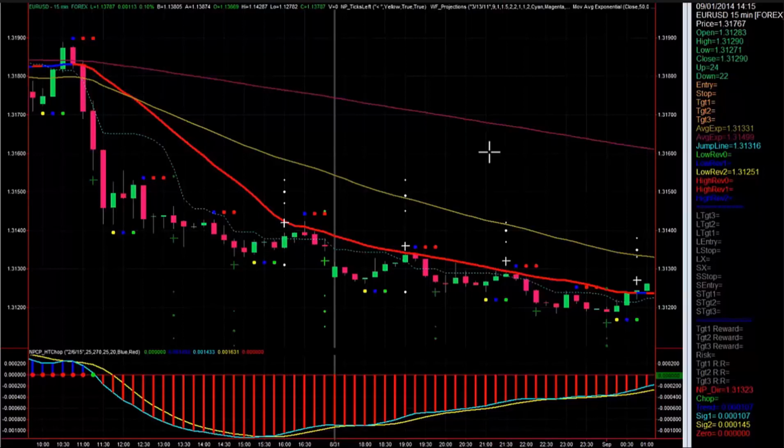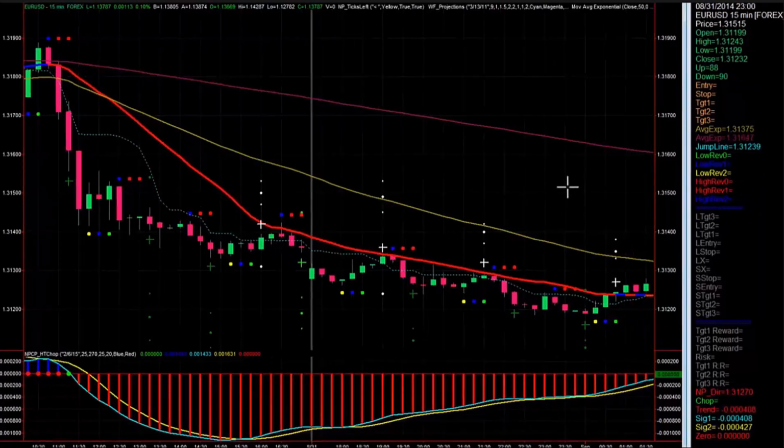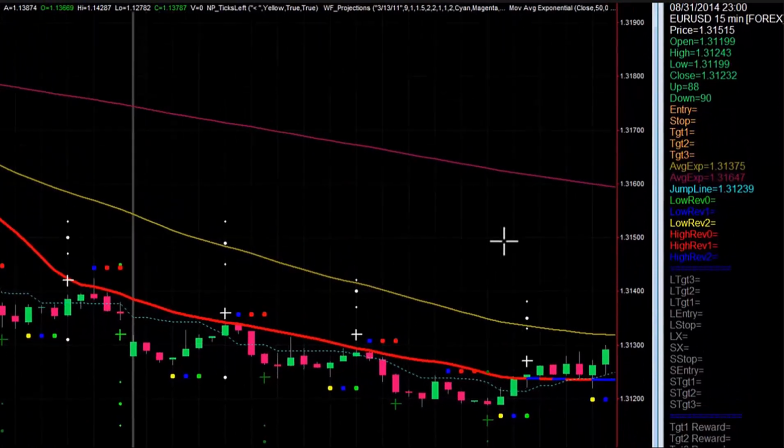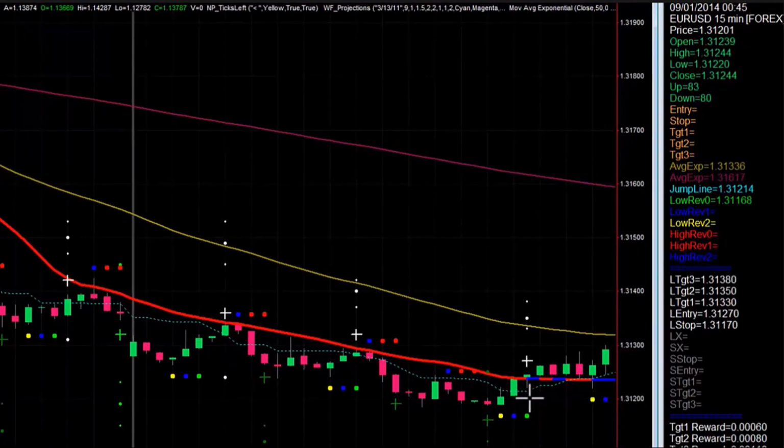We'll take a look at some of these on an MT4 chart as well. All right, so here we are, September 1st. And we're waiting for 2 o'clock, and here we are. Notice that we have an entry to go long right here.